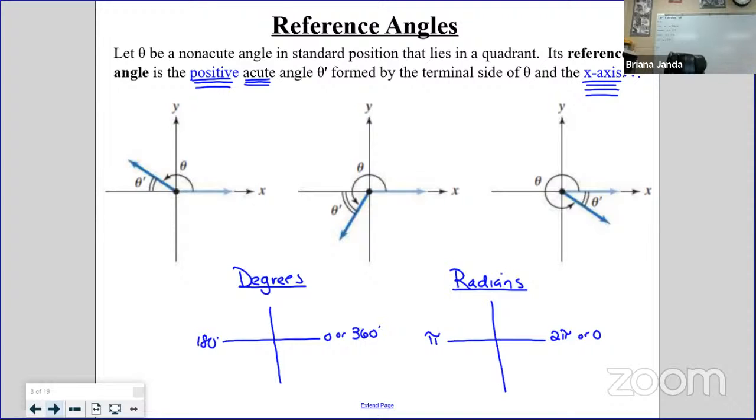So what you're going to do is you're going to draw your angle, figure out what quadrant it falls into, and then say, how far was it from that closest x-axis? Direction does not matter. Sign will always be positive. So which way you subtract, just whatever's going to give you a positive answer. Okay. Any questions so far?